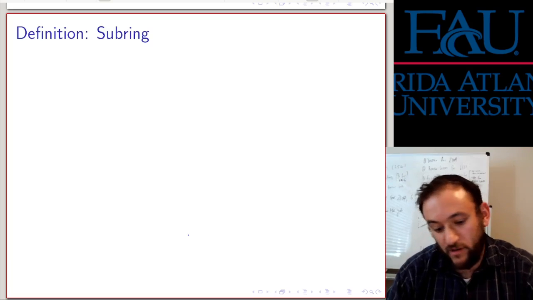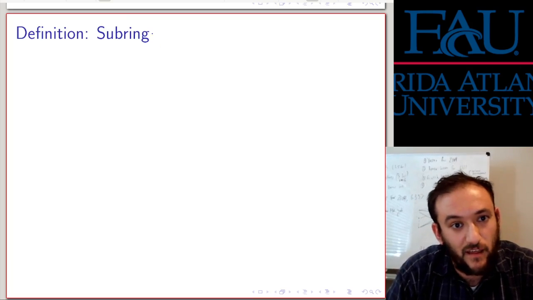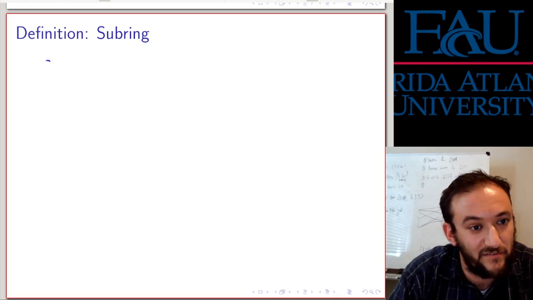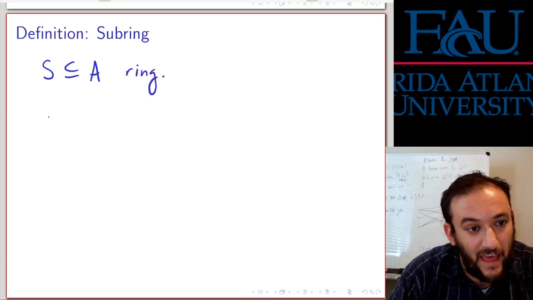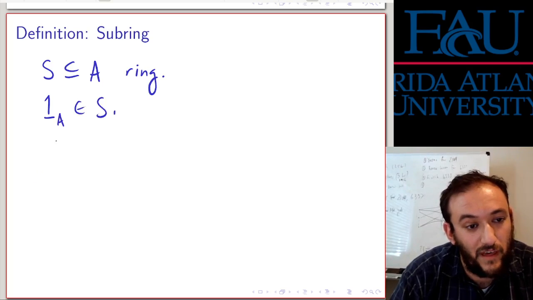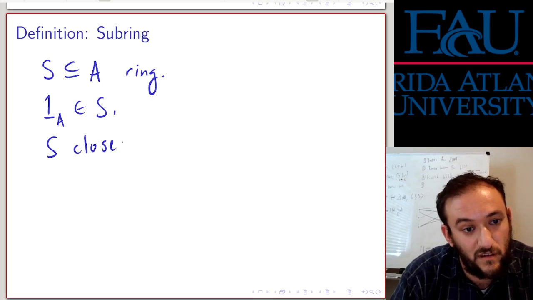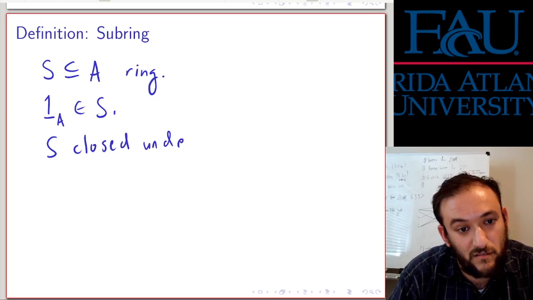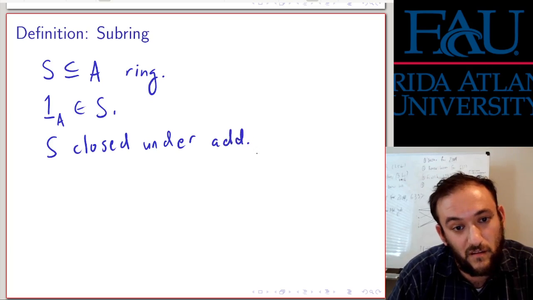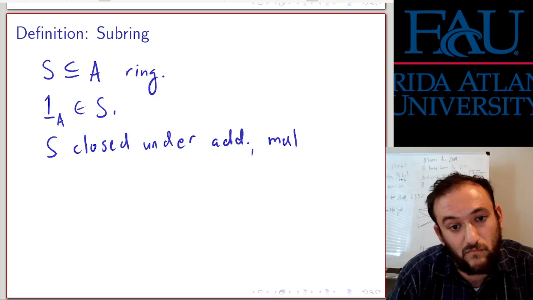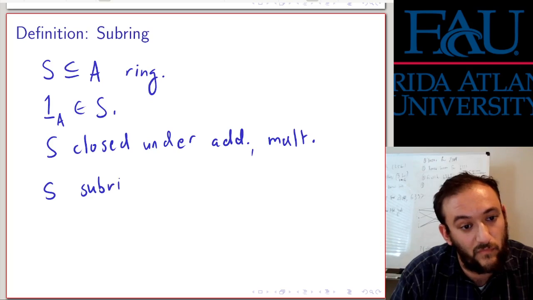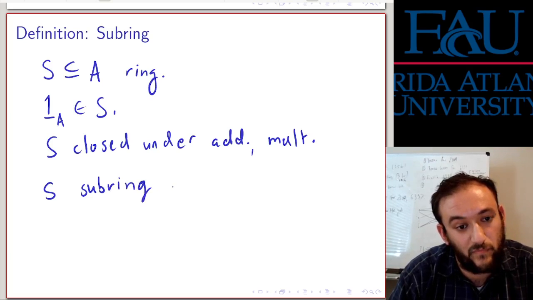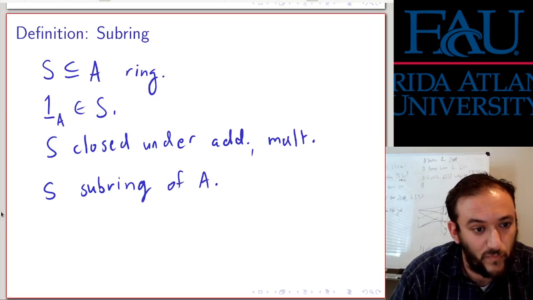Okay, let's move forward. To define a subring, it's pretty straightforward. If you have S contained in your ring A, and the identity element is in there, and S is closed under addition and multiplication, then we say that S is a subring of A. Okay?